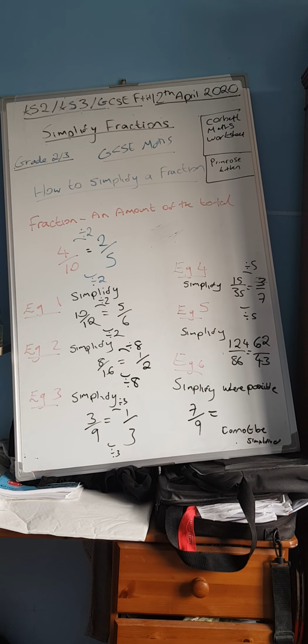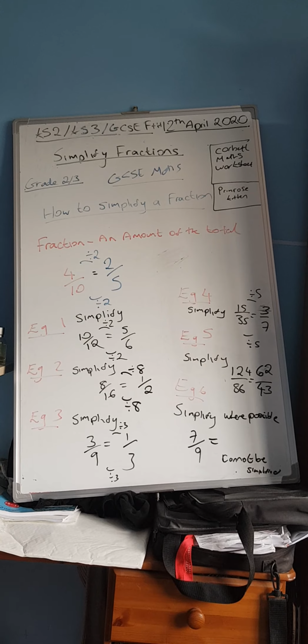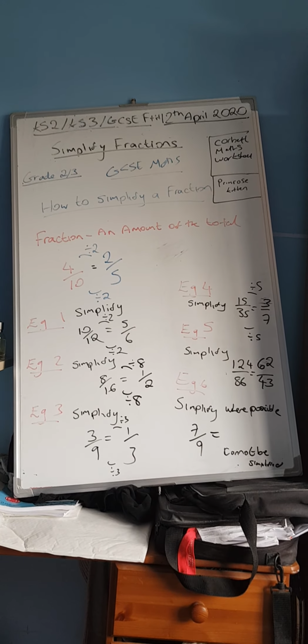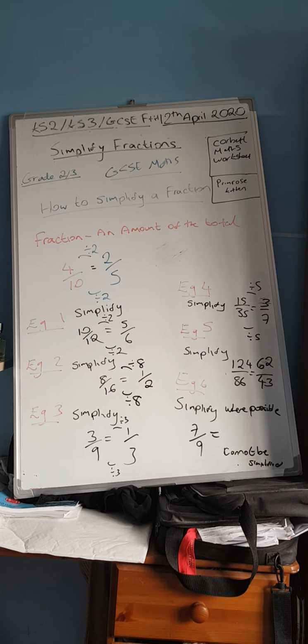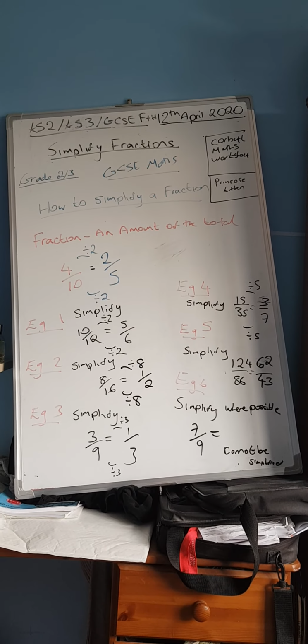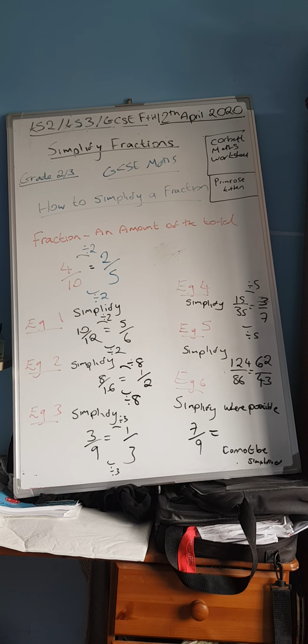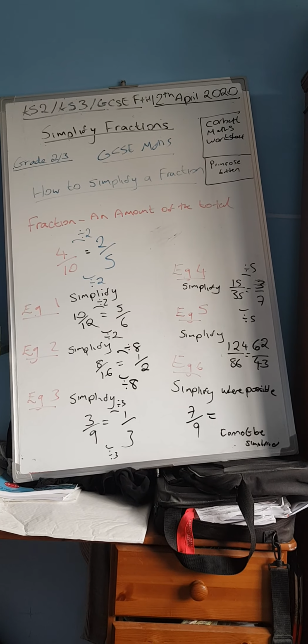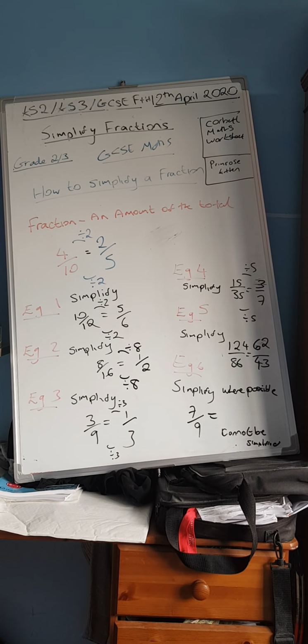So it's looking at your highest common factor. If you're not sure about this, check out my previous video that I made yesterday on highest common factors and lowest common multiples, to aid you with this video. Example number 4, 15/35. Again, the highest common factor is 5. So 3/7.